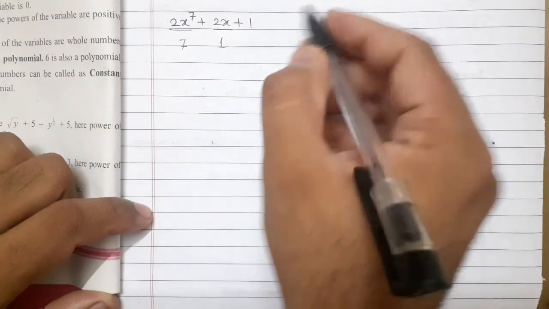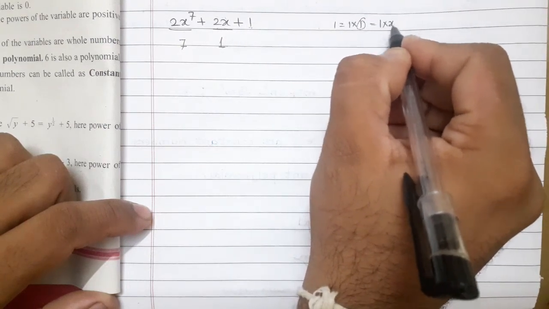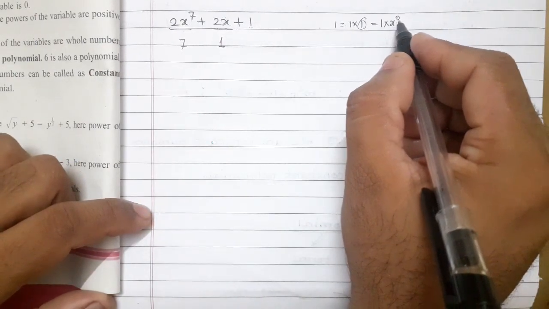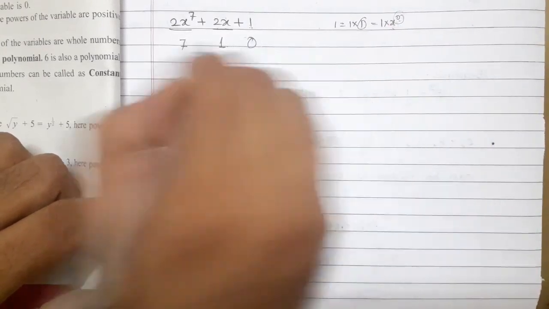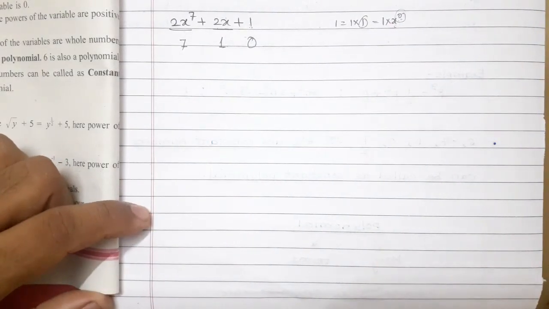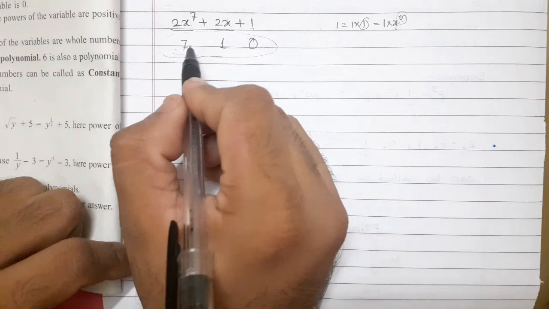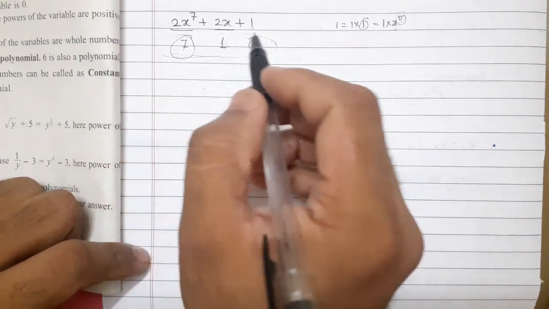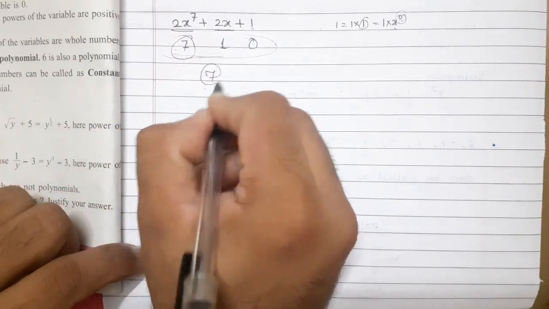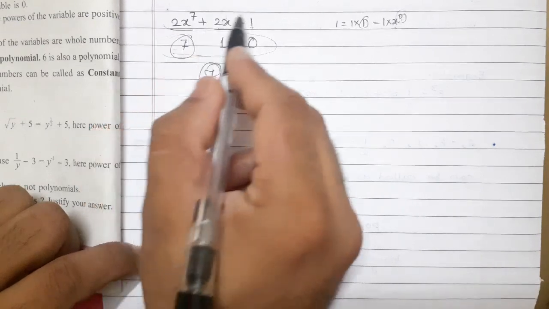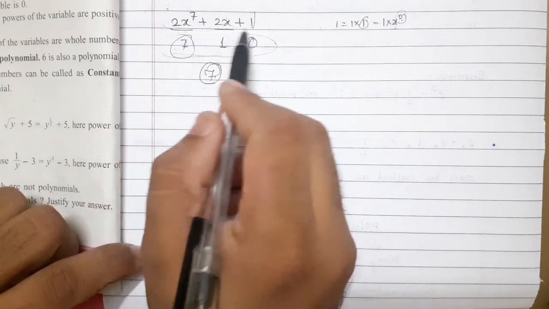And in the last term, 1, this 1 can be written as 1 multiplied by x raised to 0. So here x is the variable and the power is 0, so we write the power as 0. Now find the highest power from these. Here 7 is greater than 1 and also greater than 0, so the highest power of the variable in the given polynomial is 7. Then the degree of the given polynomial in one variable is 7.